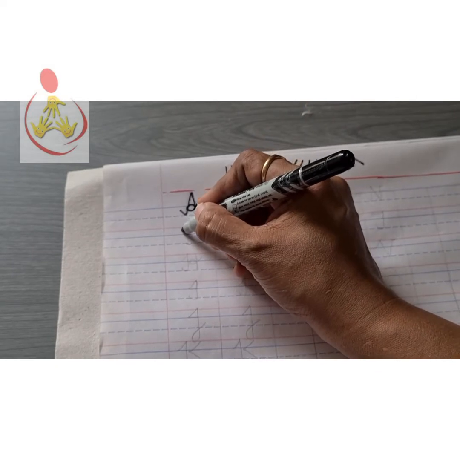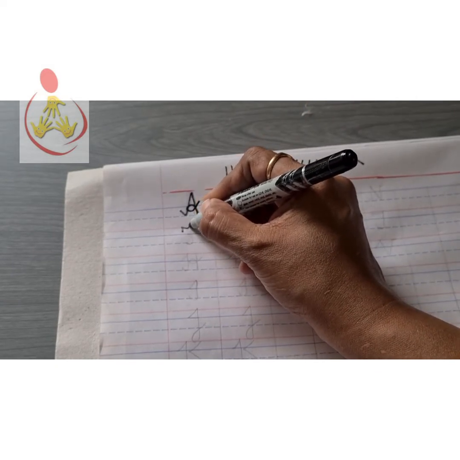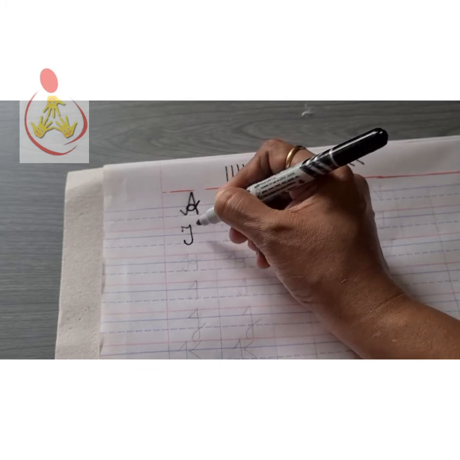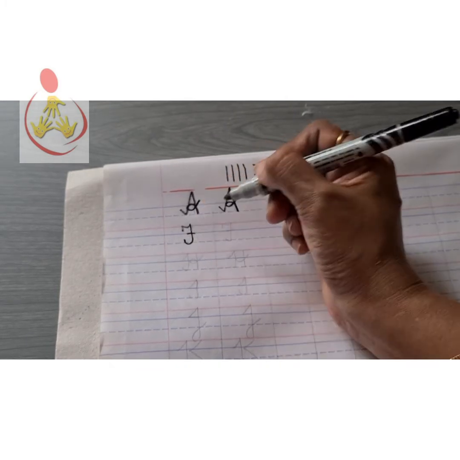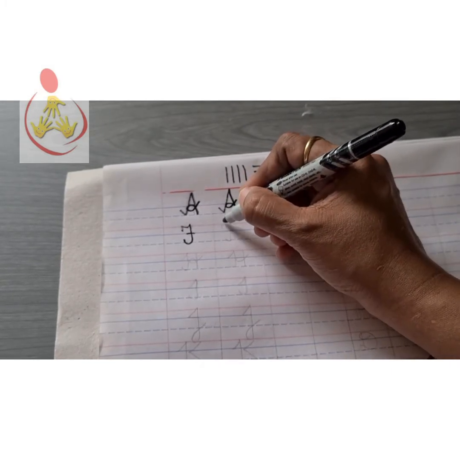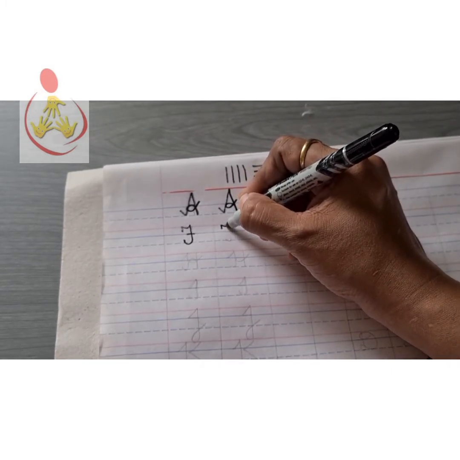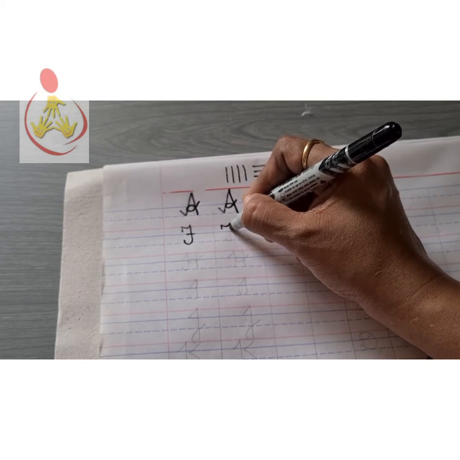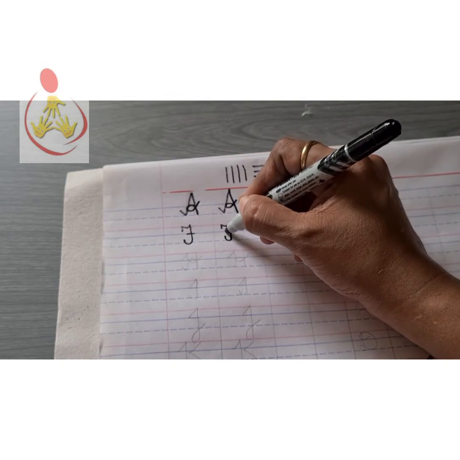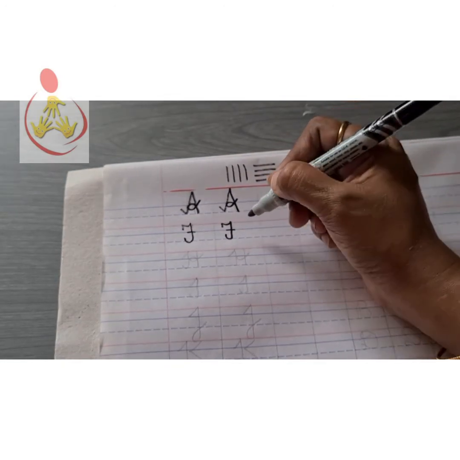Next one we will see is the letter F. There it goes, and a small turn with one line on the first blue line. Start a little below the first red line, go on the red line, come straight down and take a small turn and stop, and a small line here on the first blue line.